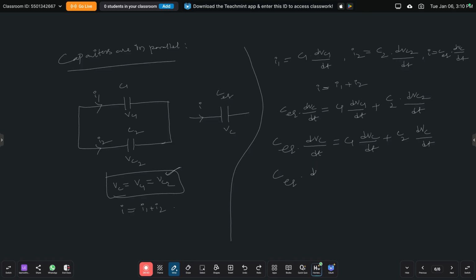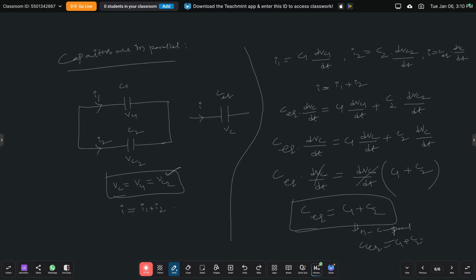So C equivalent dVc by dt equals dVc by dt taken as common from the RHS. Then we get C1 plus C2. So these two are cancelled. Again we get C equivalent equals C1 plus C2. So this is the formula for total capacitance when two capacitors are connected in parallel, that is C equivalent equals C1 plus C2. Here also, if n capacitors are connected in parallel, then C equivalent equals C1 plus C2 plus so on up to Cn.